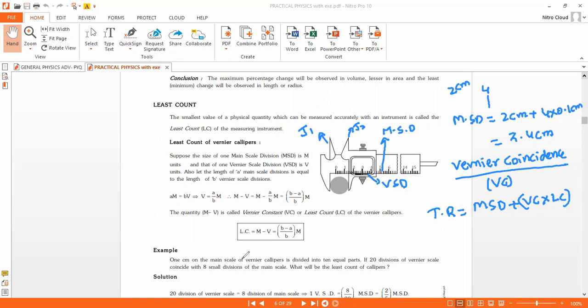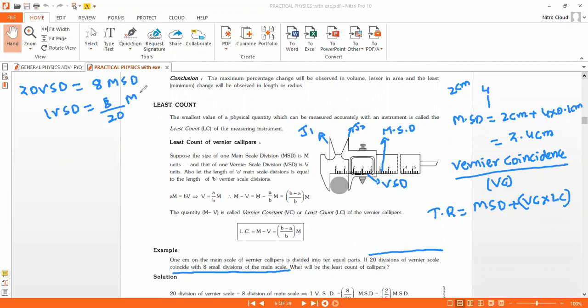Now see one example. 1 centimeter on the main scale of Vernier calipers is divided into 10 equal parts. If 20 divisions of the Vernier scale coincide with 8 divisions of the main scale, that is 20 Vernier scale divisions equal to 8 main scale divisions. So, 1 Vernier scale division I can write as 8 by 20. So, 1 Vernier scale division will be 0.4 main scale division.